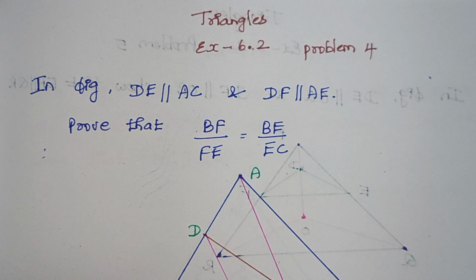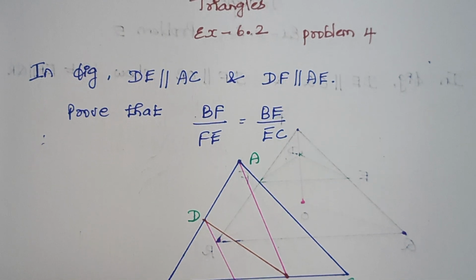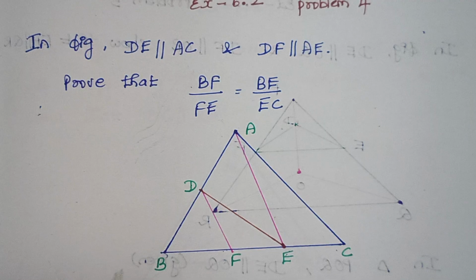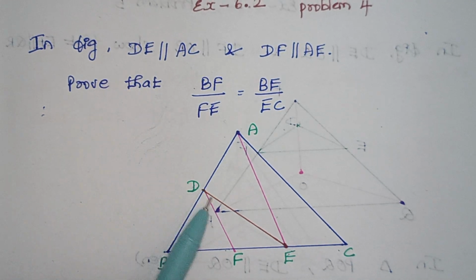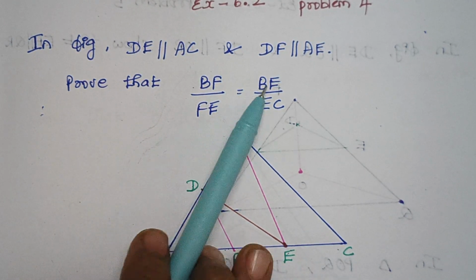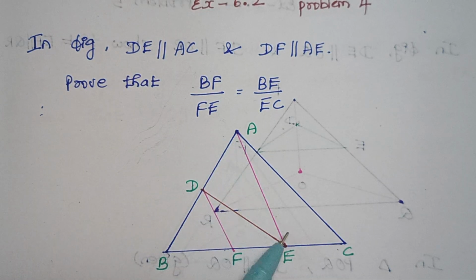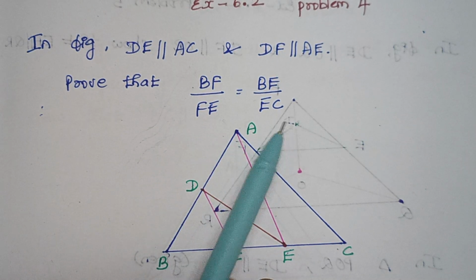Today we are going to solve some more problems in exercise 6.2, chapter 6 triangles. Here I start with problem 4. You see this is the given diagram. So here from this diagram you see DE is parallel to AC and DF is parallel to AE, and we have to prove this condition.